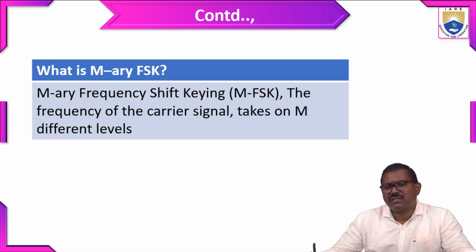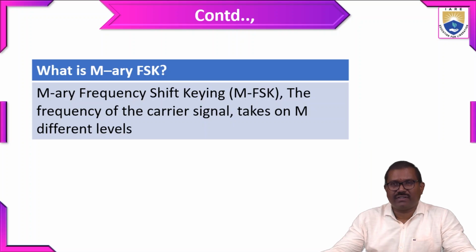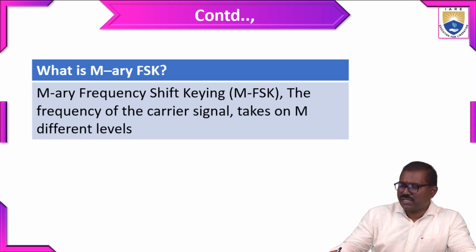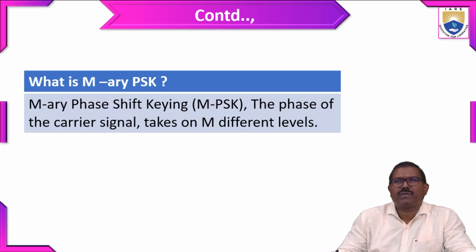So FSK means, for binary FSK, for symbol 1 and symbol 0, we are sending different frequencies. What is different frequency? The carrier produces different frequencies for symbol 1 and symbol 0. At the same time, for M-ary FSK, it takes M different values of frequencies. Okay, so that is M-ary FSK.